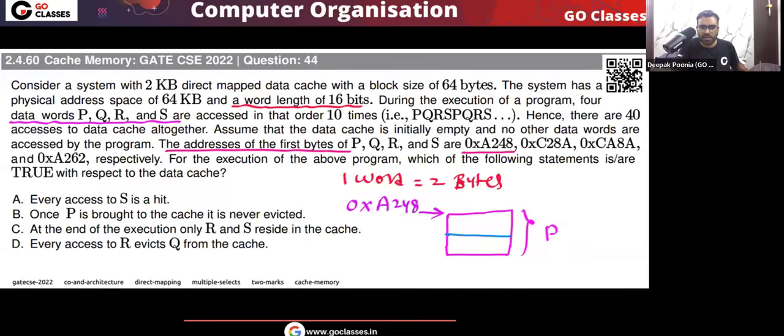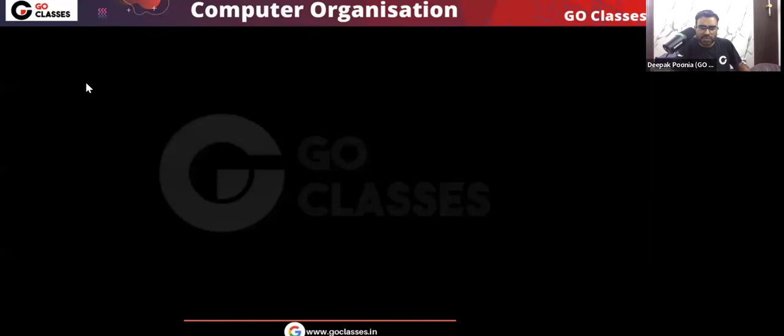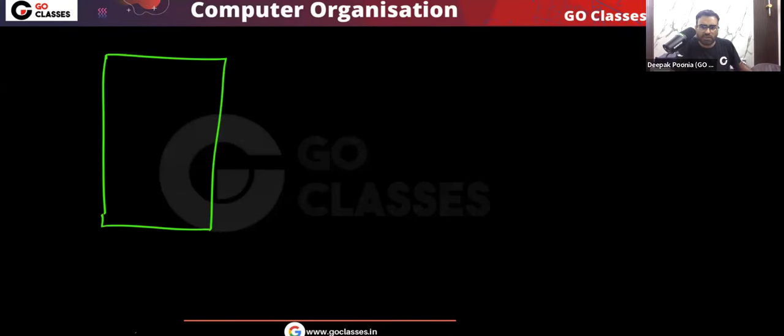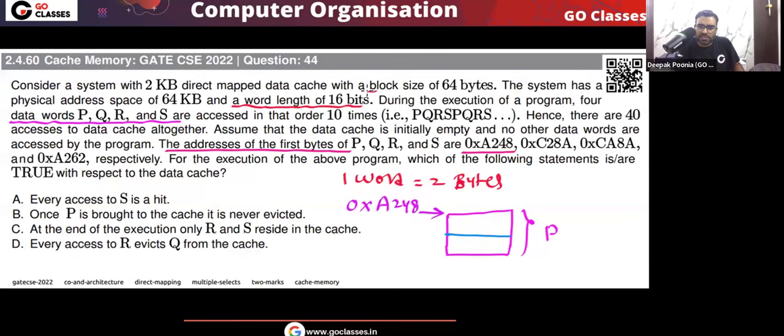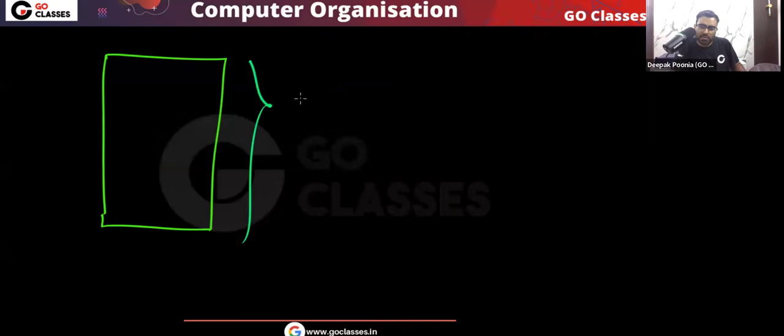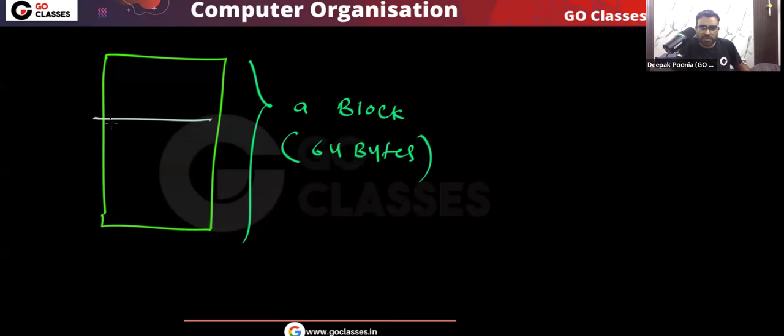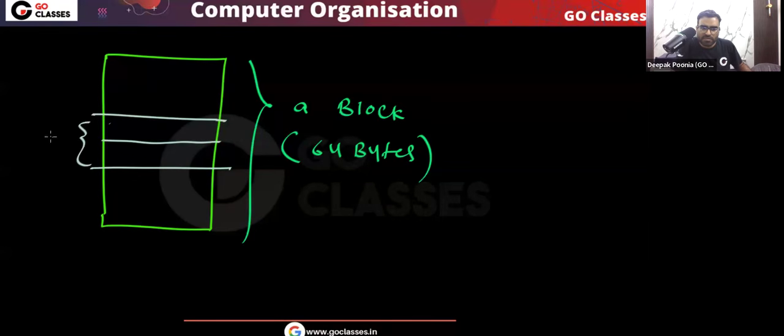Is this point clear? Also remember one more thing, that this P is not a block. So basically there is a block. What is the block size given to you in this? The block size is, you can see, 64 bytes. This is given in the question. So remember, this is a block, and this has 64 bytes. Inside this block, there are 64 bytes. And remember, inside this block, there is P. Is this clear?